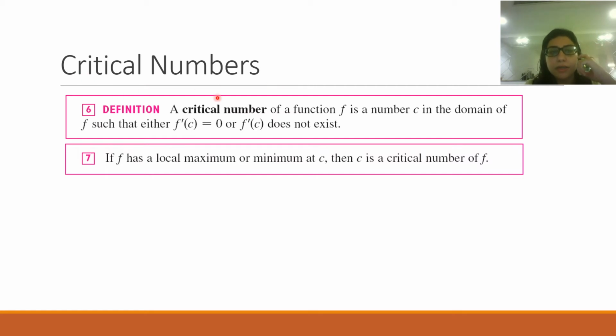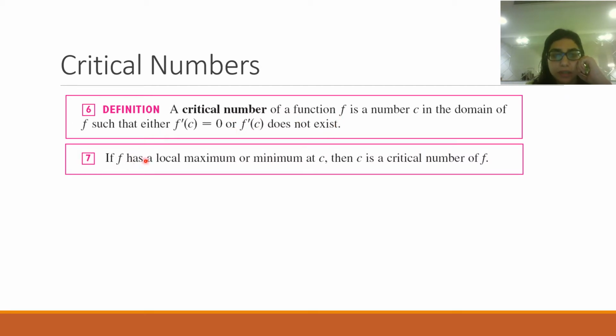Here comes another definition that we're going to use. Critical number, alright? A critical number is a number in the domain of the function where either the derivative is 0, meaning the slope is horizontal, or it does not exist. f prime of c does not exist.